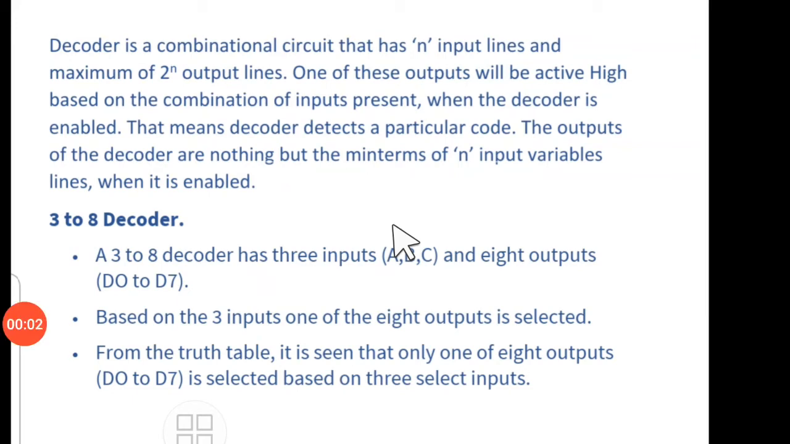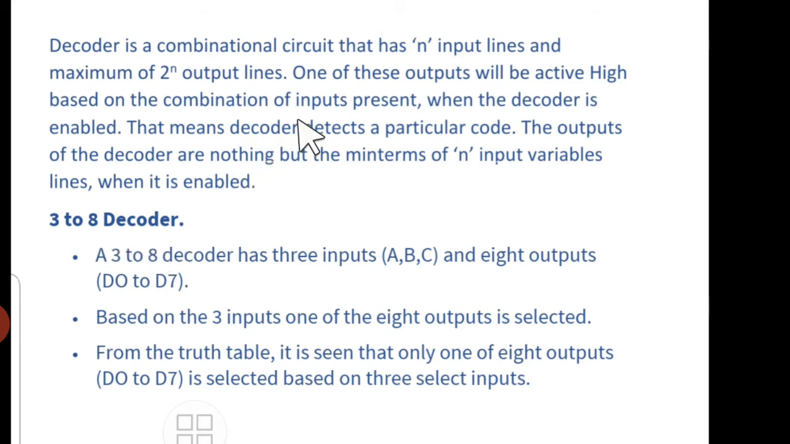Now, students, we are going to discuss a very important topic, that is 3 to 8 decoder. Before that, I want you all to understand what a decoder is. A decoder is a combinational circuit that has n input lines and a maximum of 2 to the power n output lines. And you can see here, when I say 3 to 8 decoder, 3 is the number of inputs it has, and the number of outputs is 8.